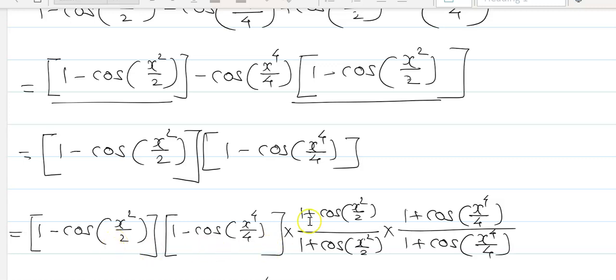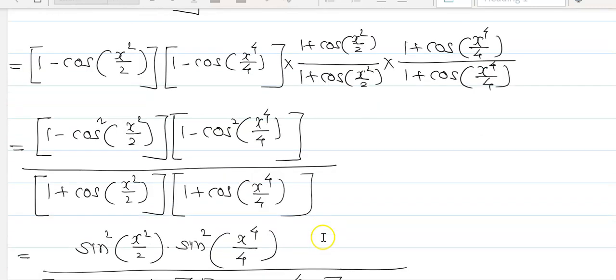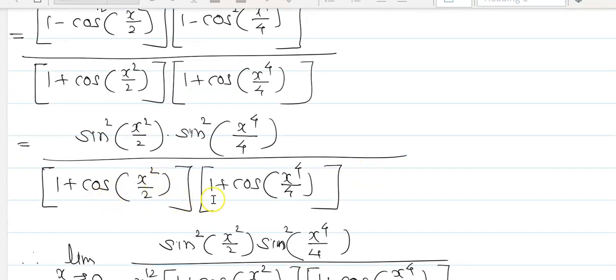Next, multiply numerator and denominator by 1 plus cos of x square upon 2 and 1 plus cos of x raised to 4 upon 4. Then you will get 1 minus cos of x square upon 2 into 1 plus cos of x square upon 2, which becomes 1 minus cos square of x square upon 2, and 1 minus cos square of x raised to 4 upon 4. Now this is sin square of x square upon 2 into sin square of x raised to 4 upon 4, upon 1 plus cos of x square upon 2 into 1 plus cos of x raised to 4 upon 4.